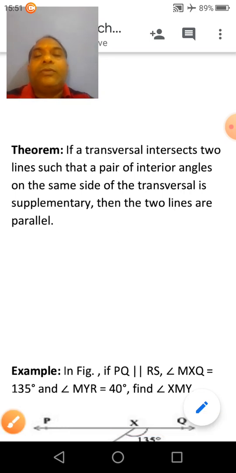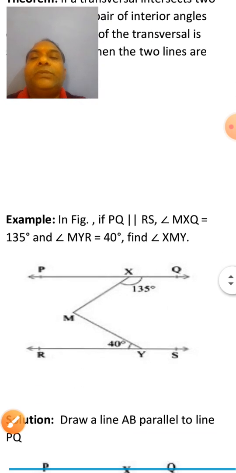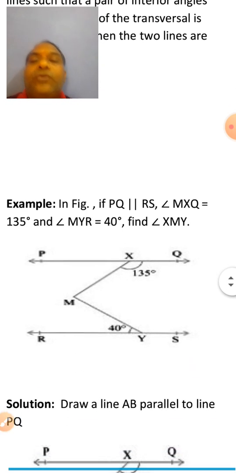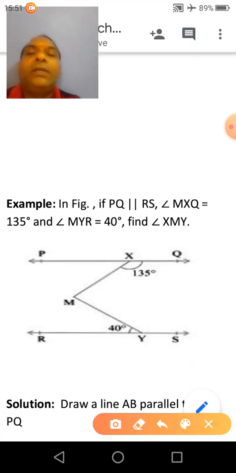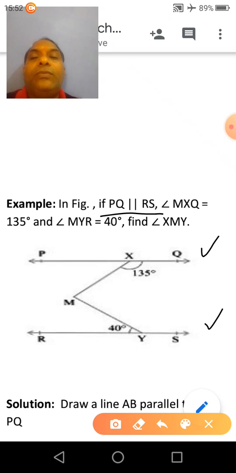Now see the example here. In this question, PQ is parallel to RS, given. This line is parallel to this one. Angle MXQ means this angle. MXQ is given 135 degrees, and angle MYR is given 40 degrees.